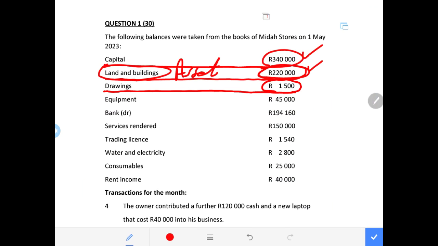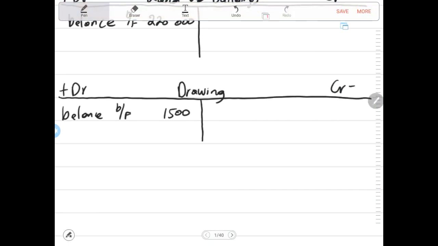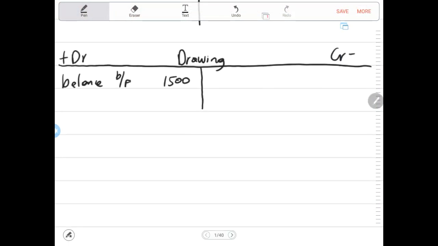Now we go to another ledger account called equipment. What type of account is equipment? We know that equipment is an asset. We said drawings is owner's equity and is increasing on the debit side. We know that all assets, they increase on the debit side. 45,000 is the amount of the opening balance for equipment.